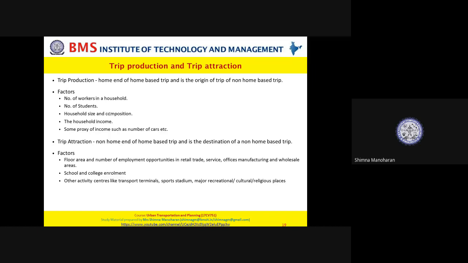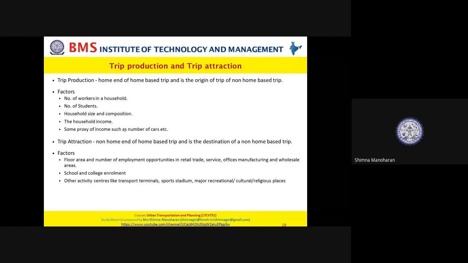So the household size and the composition, in the sense of the age or the demographic distribution in that household, also changes it. Then based on the household income also, the number of trips that a person may take will be different, right? Then there are again some proxies, like the number of cars.